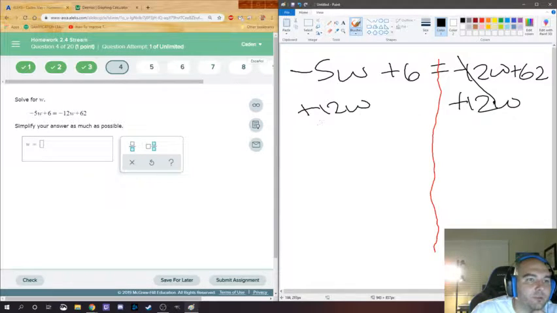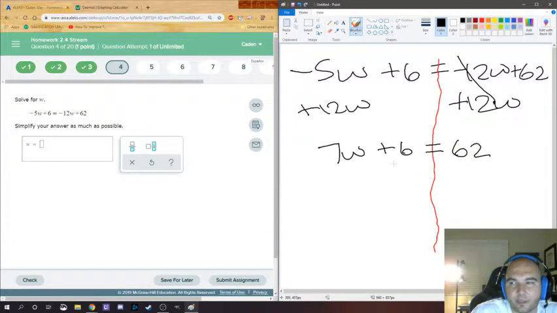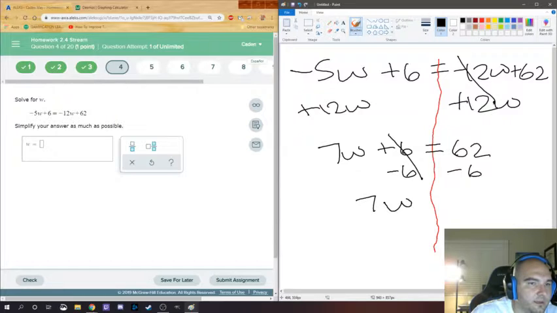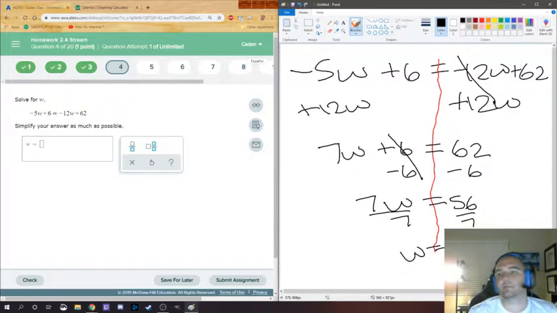Okay, the reason why I want to add the 12 is because when I add it to the negative 5, it makes a positive 7. And that's nice. We want to work with positive numbers as often as we can. So 7w plus 6 is 62, and now we're basically where we were on something we did a little bit earlier, the two-step equations. First, subtract 6 on both sides. 7w equals 56. Then you divide by 7. W equals 8.